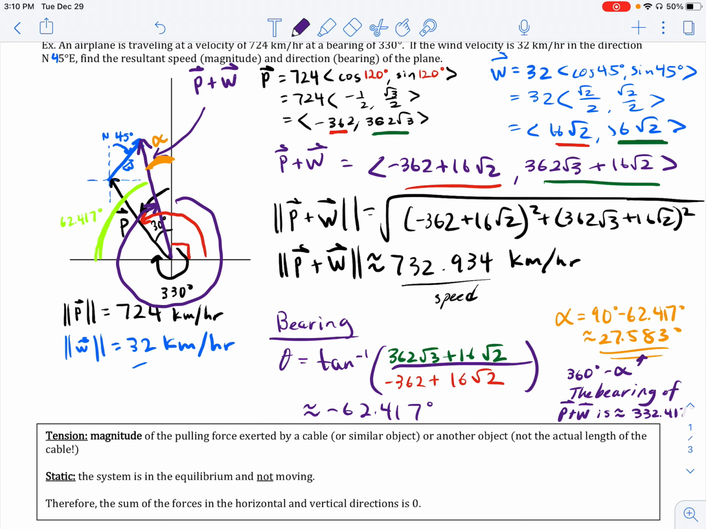I know that got a little gnarly with all the angles we had to keep track of here. But if we think about what we are trying to find, and make sure we understand what the inverse tangent is actually giving us, then we can see how we get that angle alpha, and then use that to find the bearing from the vertical line all the way to where P plus W, our resultant vector, is.